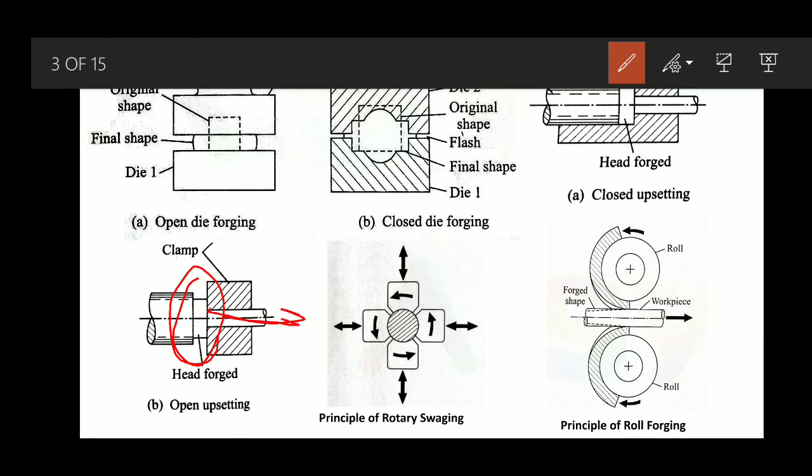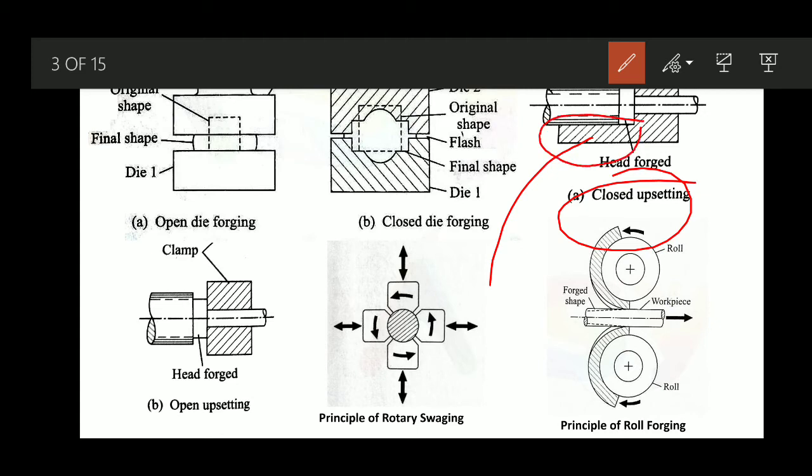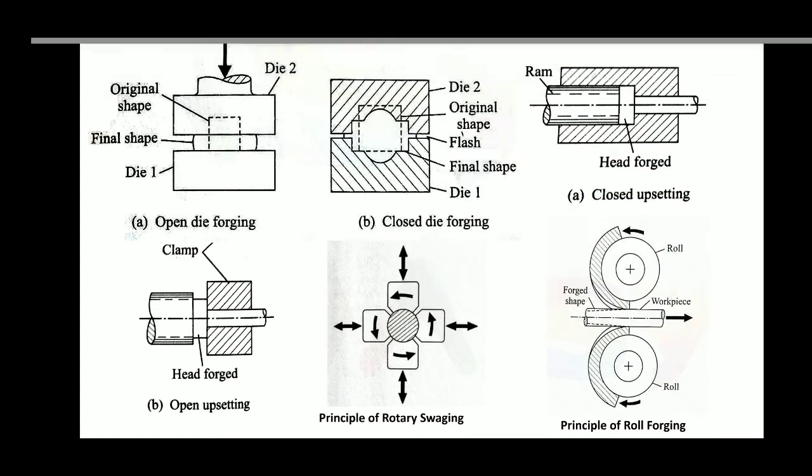Similarly, we can do this operation in the closed formation. As you can see, on both sides, the ram is inside this particular cylindrical opening and acting inside it. So this becomes the closed upsetting process. Similarly, we can have the swaging process, rotary swaging process.